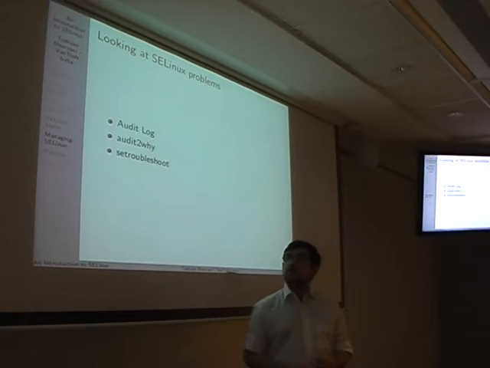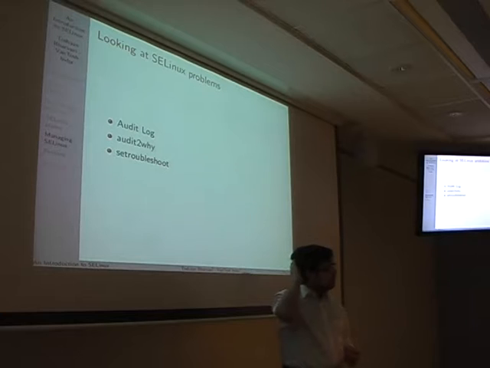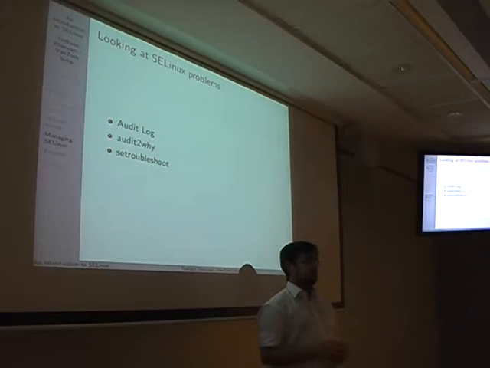Then, audit2why will give you a human-readable explanation. sealert/setroubleshoot will also give you more or less human-readable outputs. My preferred way is looking at the audit log. It's the easiest. It will tell you what the subject is, what the object is, why it got denied. Sometimes a little bit cryptic, I agree. If you're used to it, it's not that cryptic. So it depends what flavor you prefer.